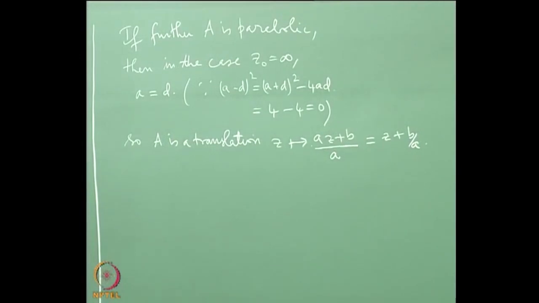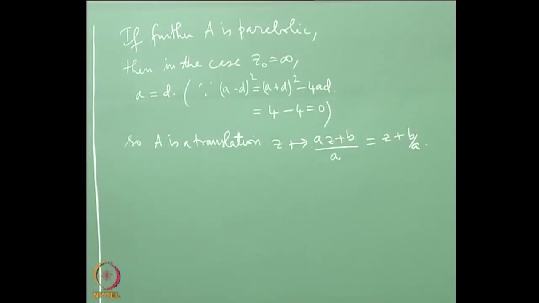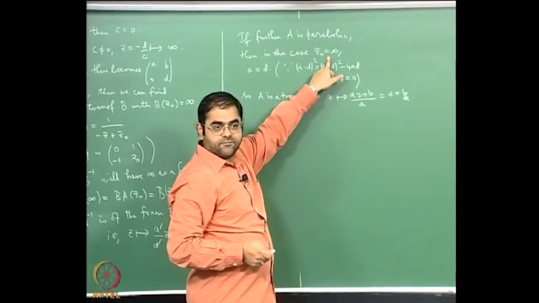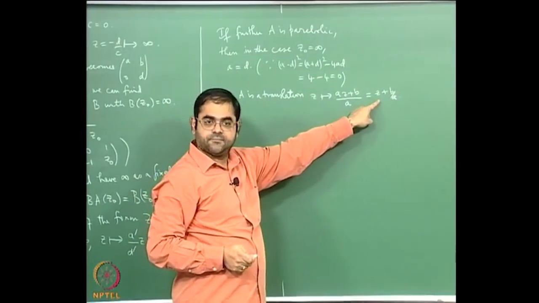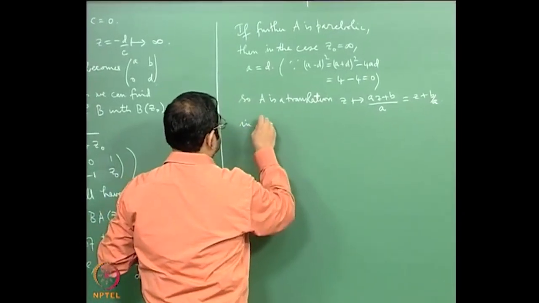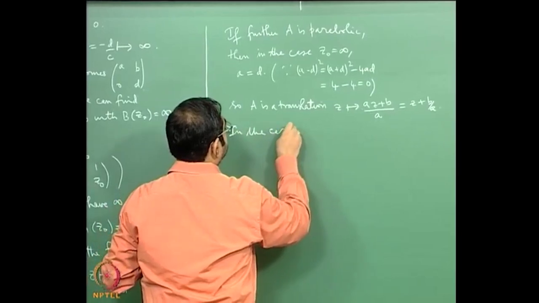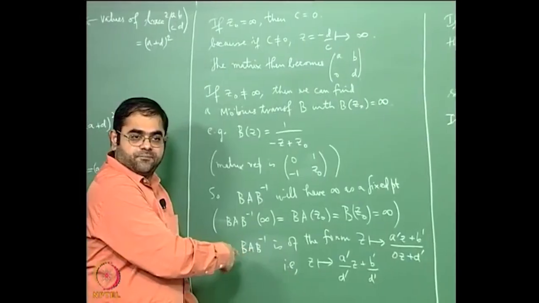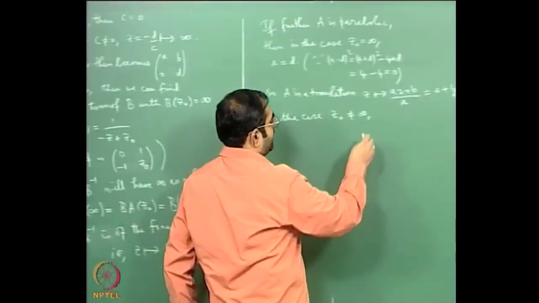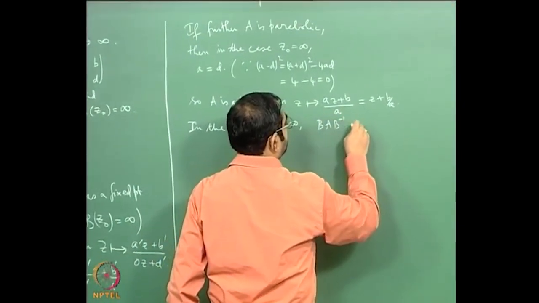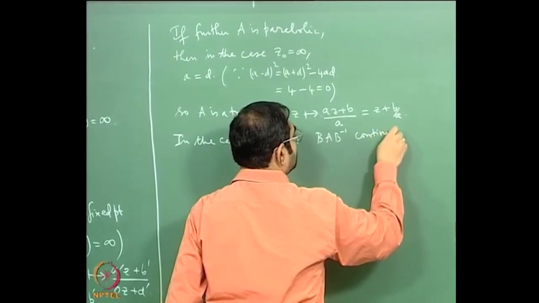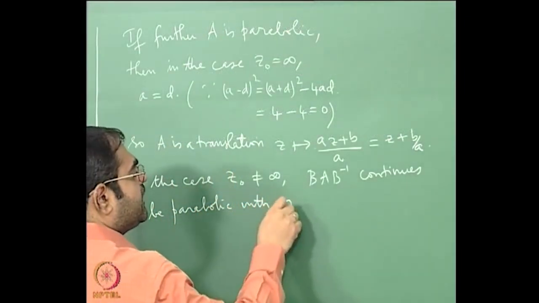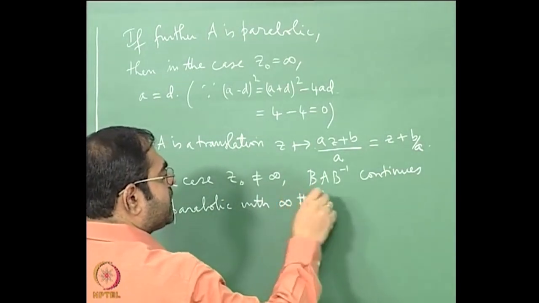So actually in this case you do not have to do any conjugation. If A is parabolic and infinity is the only fixed point, then it is already a translation. In the case when z0 is not equal to infinity, then you choose B like this, and B A B inverse continues to be parabolic, with infinity the fixed point.